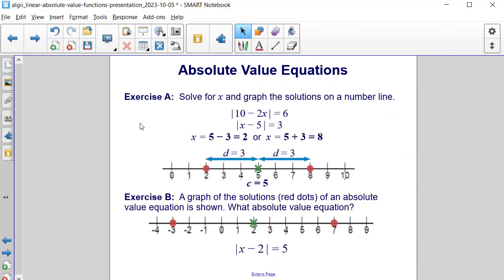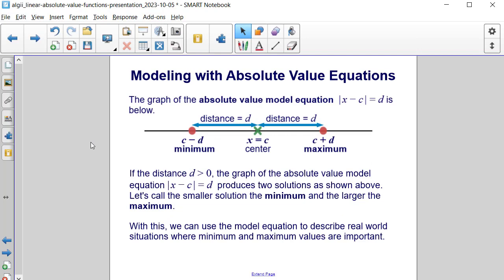And here we have the solutions to our first 2 exercises, and the solutions shown do indeed match the solutions that were found. Now let's discuss modeling with absolute value equations. The graph of the absolute value model equation, the absolute value of the quantity x minus c is equal to d, is given below. We have the center c, and the distance d units from the center c will give us our minimum, which is c minus d, and our maximum, which is c plus d.